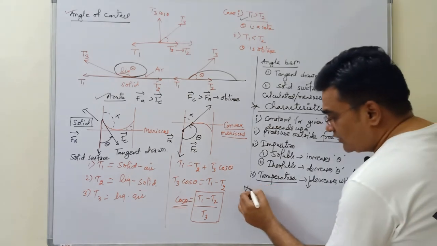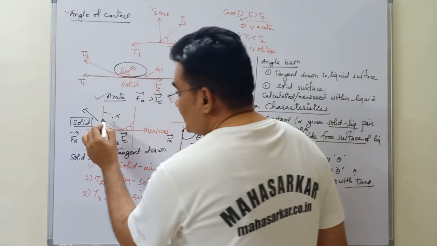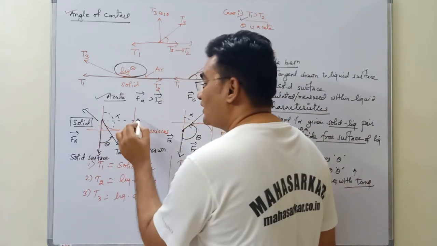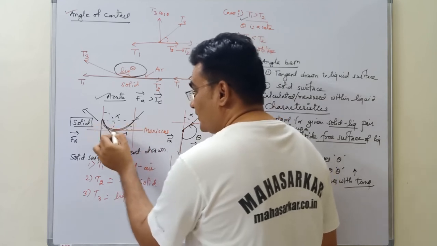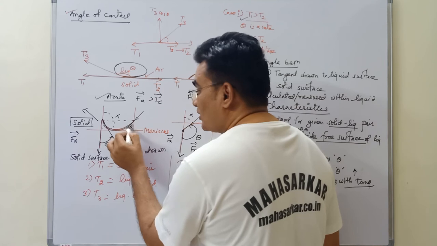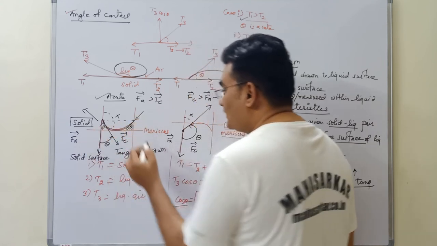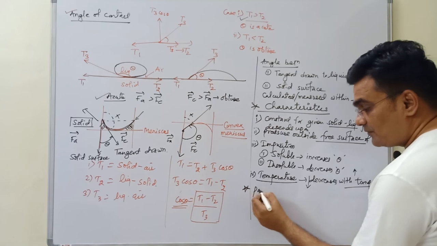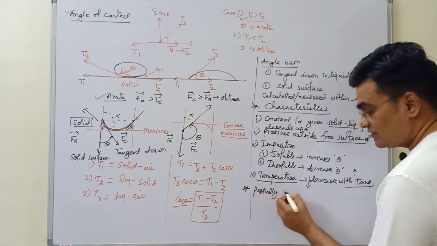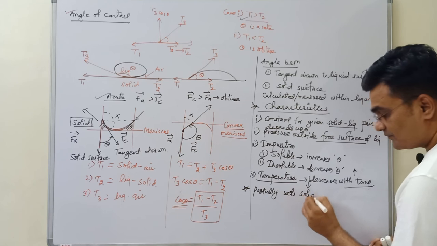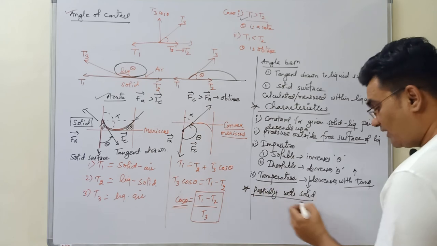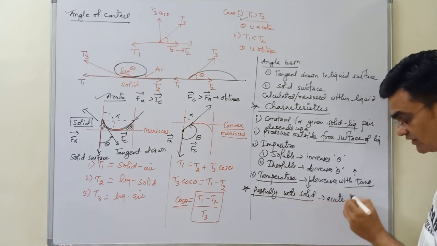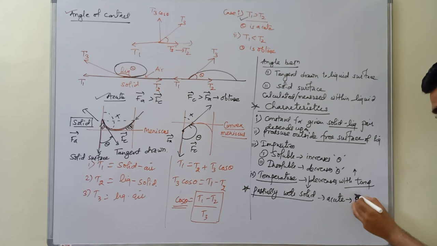Now, we have to consider two things. Here I will say this entire surface is not wet by the liquid. So I will call this case, for a liquid which partially wets the solid, if the solid surface is partially wet by the liquid, then the angle of contact is what? Acute. In that case, the adhesive force of the solid is greater than the cohesive force of the liquid.